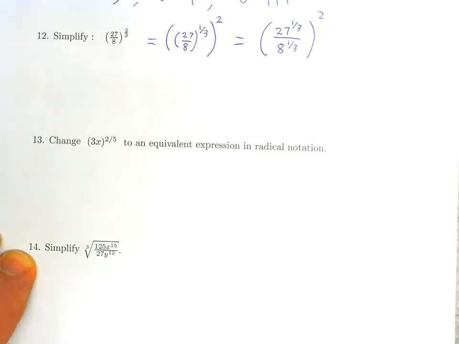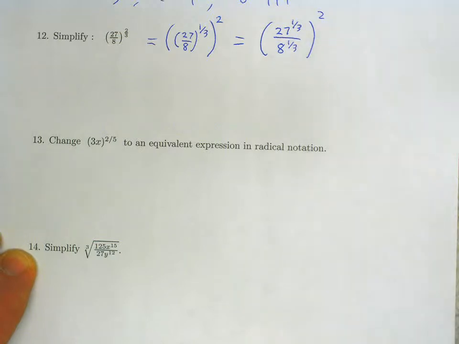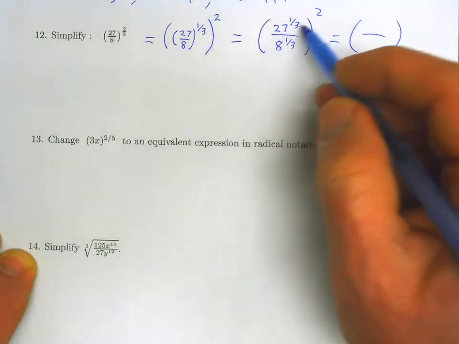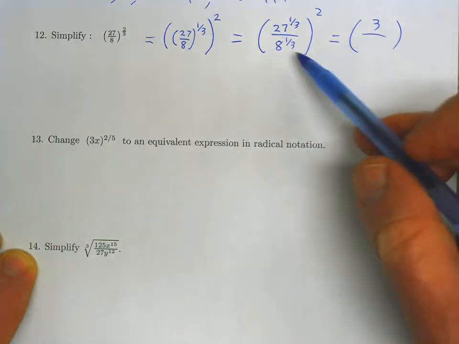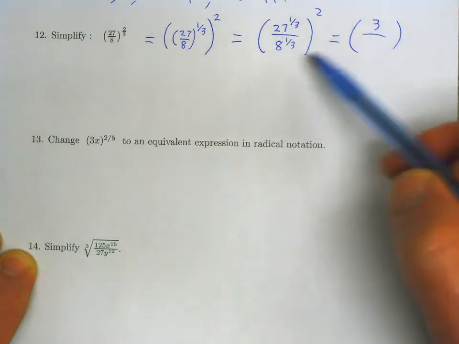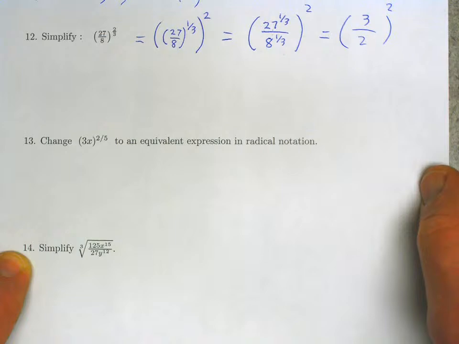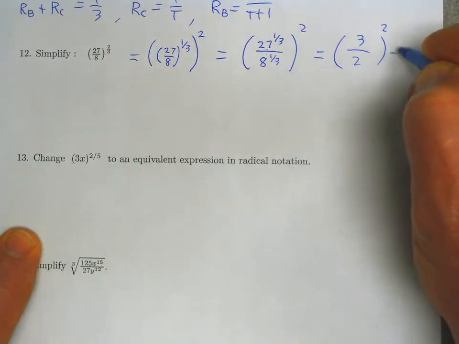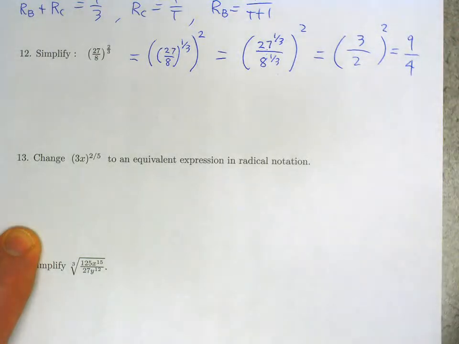So the fraction 27 over 8 to the 1/3 is equivalent to 27 to the 1/3 divided by 8 to the 1/3. But 27 to the 1/3 simplifies to 3, because the cubed root of 27 is 3, and 8 to the 1/3 simplifies to 2. And so we're left with 3/2 to the second, which is 3/2 times 3/2, or 9/4, is the simplified answer.